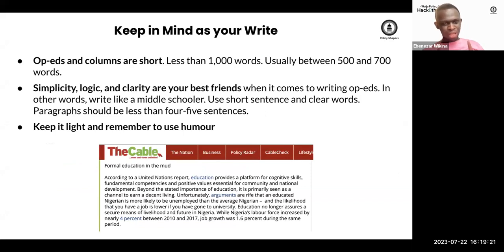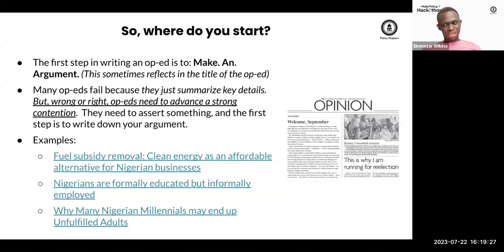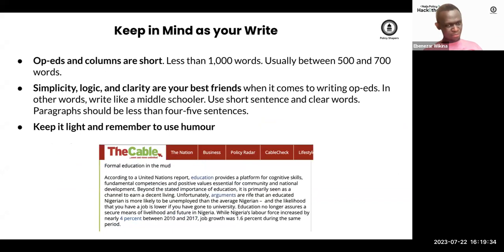Okay, I'll take this slide, and then Charles, you can then come in. The next point to note, again, don't forget that we're giving you a few points. First point is to make an argument. Don't be passive. Ensure that you're trying to assert something. The next point is understand that op-eds are short.